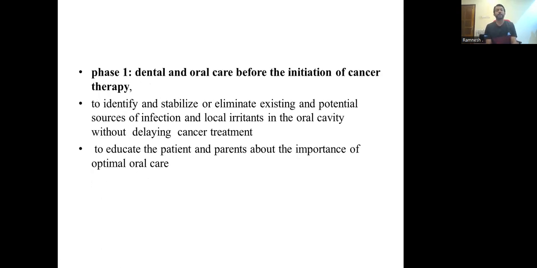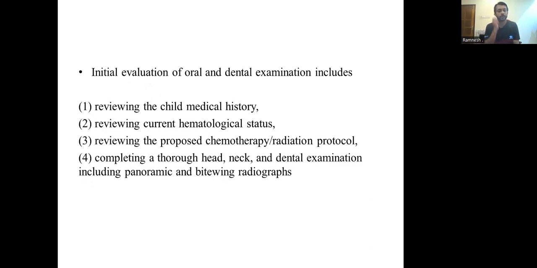Phase 1, dental and oral care before initiation of cancer therapy: to identify and stabilize or eliminate existing and potential sources of infection and local irritants in the oral cavity without delaying the cancer treatment, and to educate the patient and parent about the importance of optimal oral care.